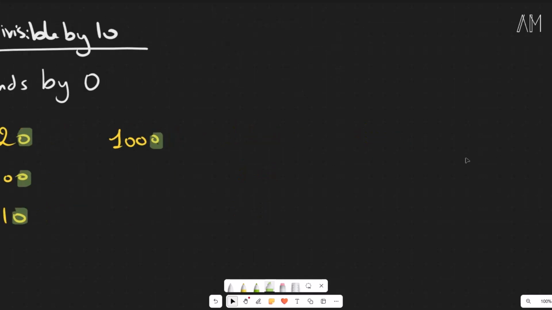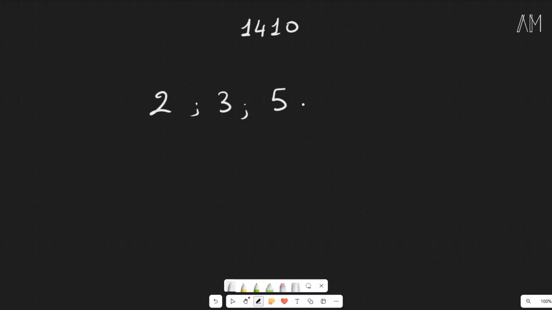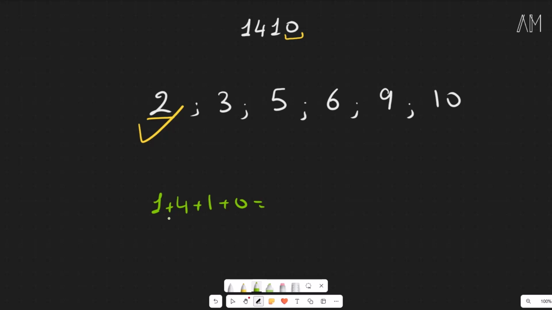Let's take a number, for example, 1410. And let's check, is it divisible by 2, 3, 5, 6, 9, and 10? Let's get started with the 2. It ends with a 0, so it is divisible by 2. Perfect. Now, as for the 3, I will have to add the digits. So 1 plus 4 plus 1 plus 0 gives me 6. 6 is a multiple of 3. So yes, it is divisible by 3.